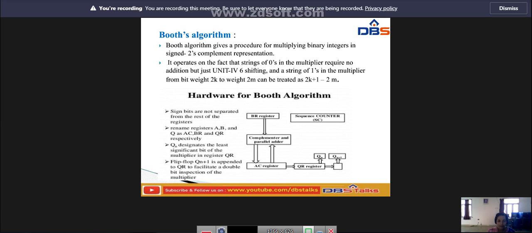Here we have Qn and Qn plus 1. Qn designates the least significant bit of the multiplier in register QR, and flip-flop Qn plus 1 is appended to QR to facilitate a double bit inspection of the multiplier. This is the sequence counter, and here we have a complementary and parallel adder. So this is the hardware for Booth's algorithm.